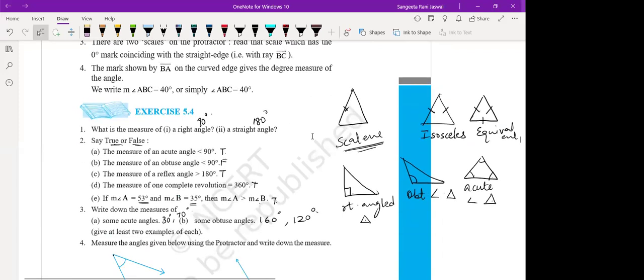Okay, now everyone in your notebook, we all have a protractor. Now you will make an angle. Do the construction in your notebook. Make angle of 60 degrees. Make angle of 120 degrees. Take your notebook, protractor, pencil, scale, and make these angles, okay? 60 degrees, 120 degrees. And you'll be showing me on the screen.